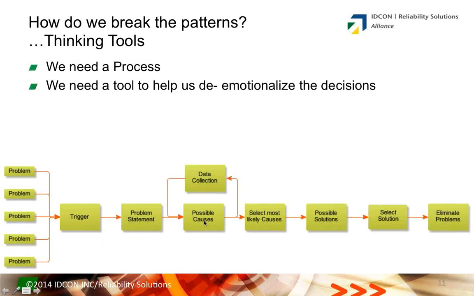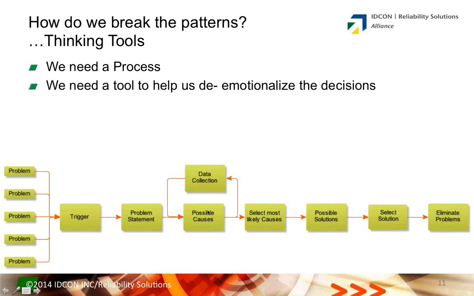Then we come to possible causes. We list all the possible causes. Then the next step is we select the most likely causes. Once we have the most likely causes, we go to solutions. And notice there it's solutions, not solution. List several possible solutions. And then from that, we narrow that list down and select the most appropriate solution. And then finally, eliminate the problems.